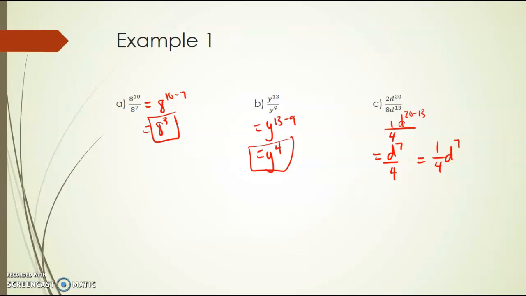And so that is how the quotient property, or the quotient rule, works. We just subtract our exponents. So if you can subtract, then you can do the quotient property.